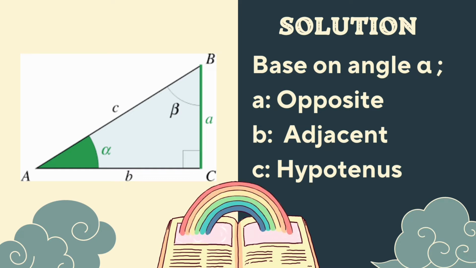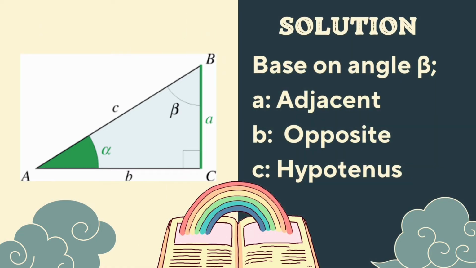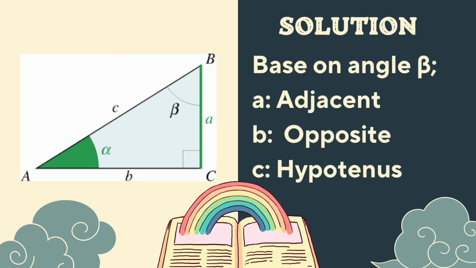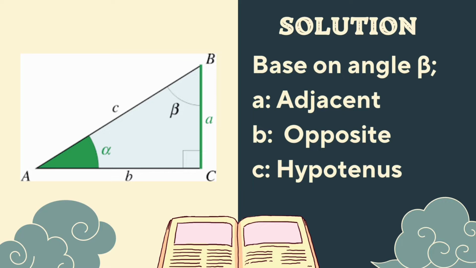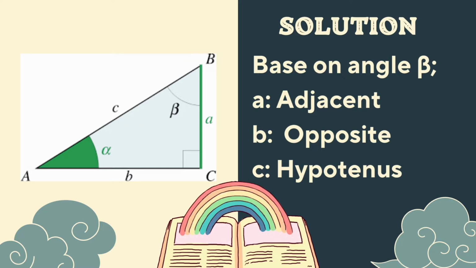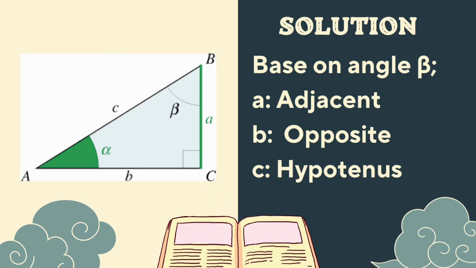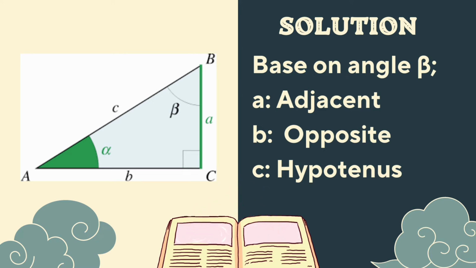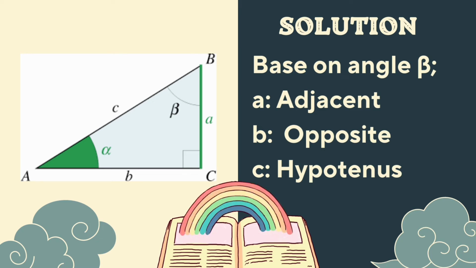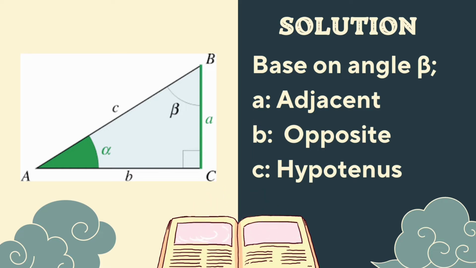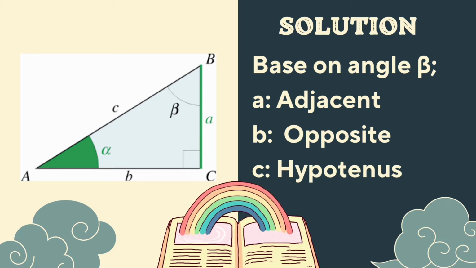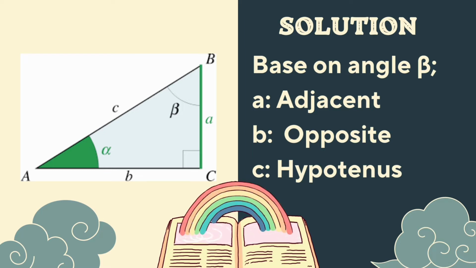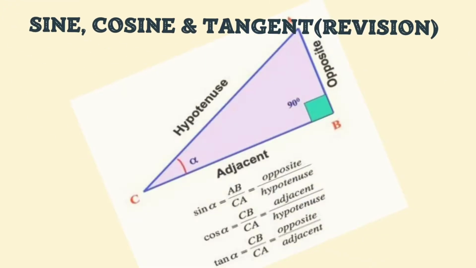But if we are to consider this triangle based on beta, which is the second angle given in the question, in that case A will become the adjacent, because A is the side that is next to beta. A will become the adjacent, while B will become the opposite, and C will still remain the hypotenuse because it's the side that is opposite the right angle.